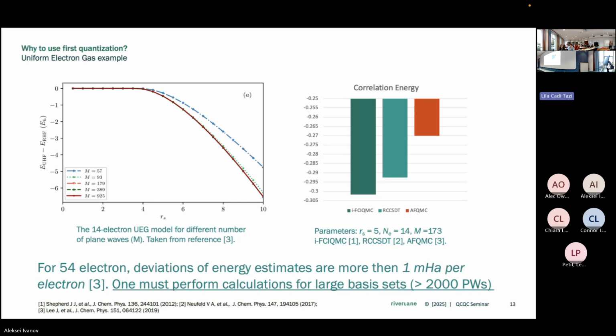And then it was shown in this paper that to converge a calculation to 1 millihartree per electron, you need more than 2,000 plane waves. So the number of orbitals is again much larger than the number of electrons. That's quite a high energy, high error potentially, because that's 54 millihartree. Yeah, for the system. Exactly. Yeah, it's a large error.